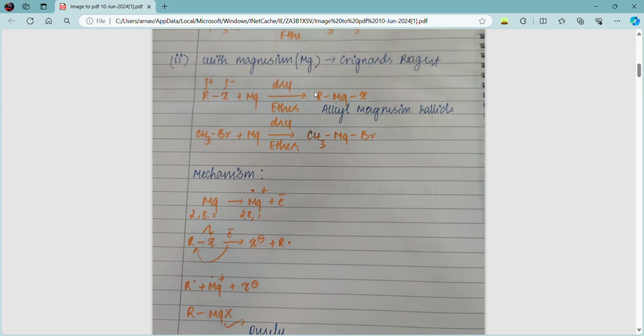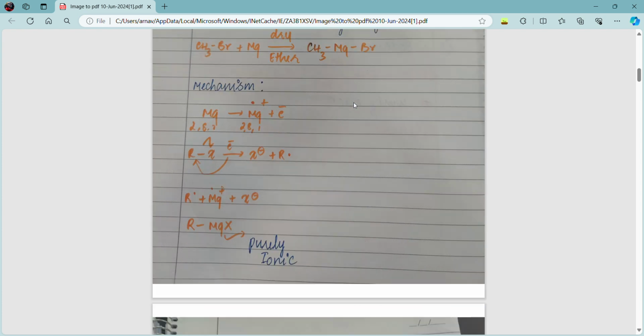Next, reaction with magnesium. This is an important reaction, formation of a Grignard reagent. If you take an alkyl halide and react it with magnesium in the presence of dry ether, you will form alkyl magnesium halide. This dry ether will solvate the alkyl magnesium halide and drive the reaction forward. That's why dry ether is used. This alkyl magnesium halide later will be used for many things, like formation of alcohols. So it is a very important compound.